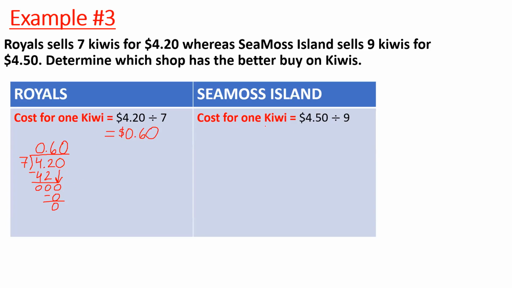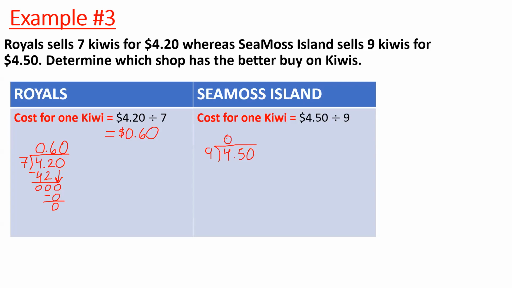Now at Sea Moss Island, it's going to be 9 into 450. What did y'all get, by the way, because you probably did it already? 50 cents. I got 50 cents. Yeah, 50 cents. So 9 into $4.50.